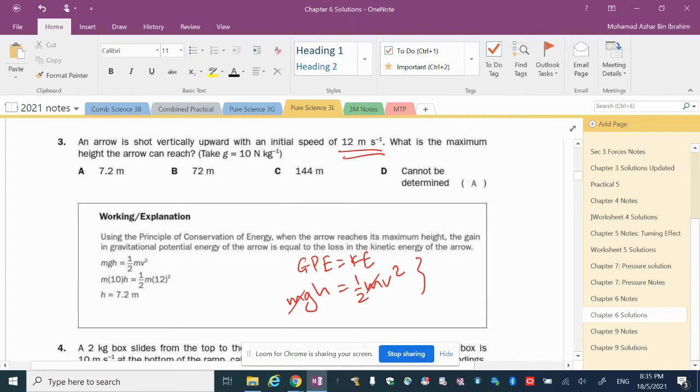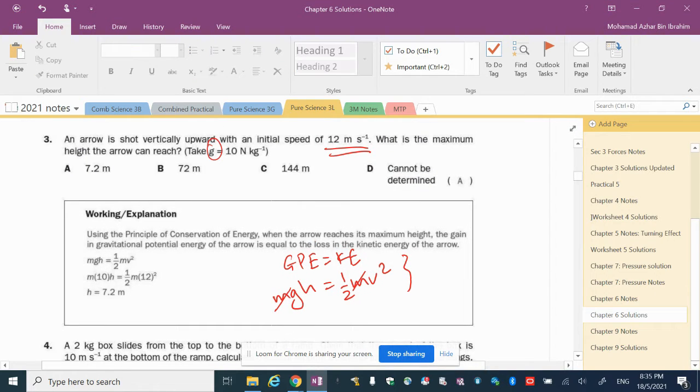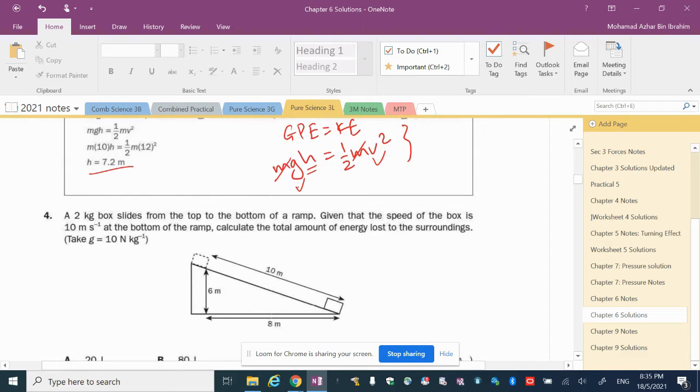All right, g is 10, given here. The height is what you want to find. g, you know. Velocity is also given, so then it becomes solvable. So you can just check the solutions here. All right.